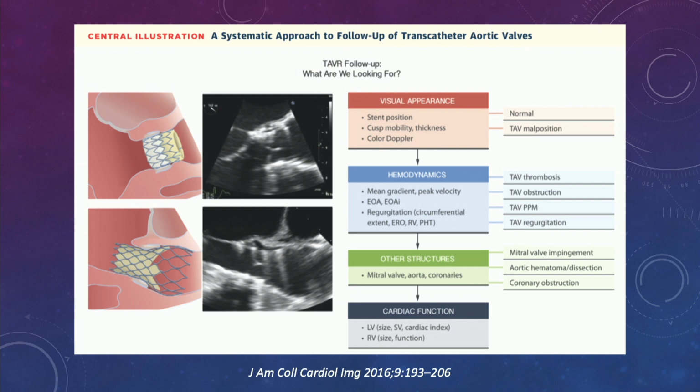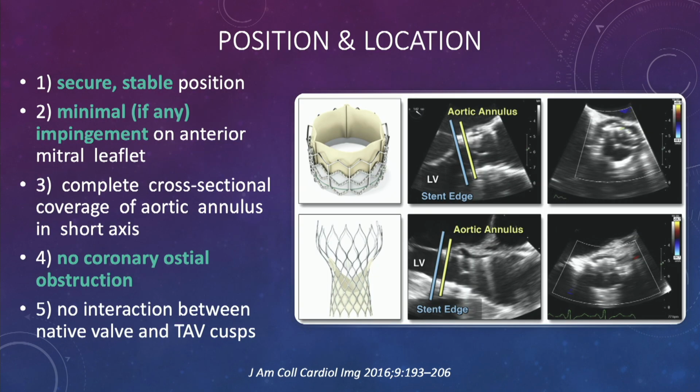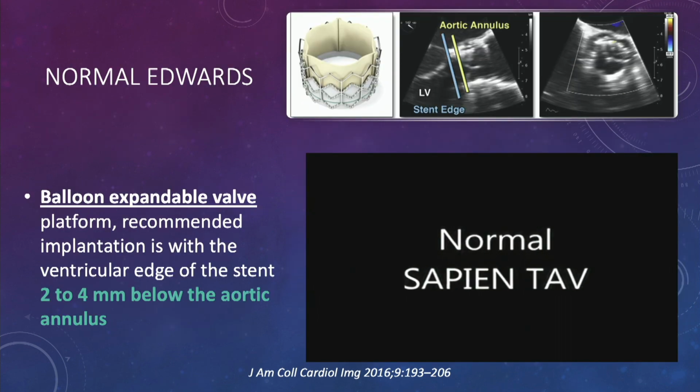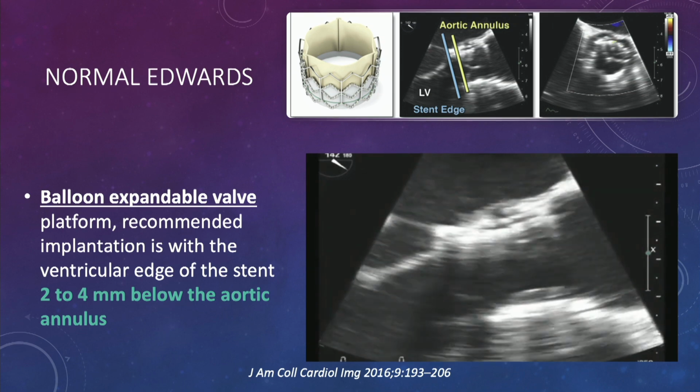So when it comes to assessing the function of the valve after TAVR, we have to look at two major components. The first is the visual appearance and the positioning, and the second is to look at the hemodynamics of the valve. In terms of position and location, we need to ensure that the valve is secure and stable in position with minimal impingement on the anterior mitral leaflet. We should also ensure that there's no coronary ostial obstruction. So this is a normal Edwards valve.